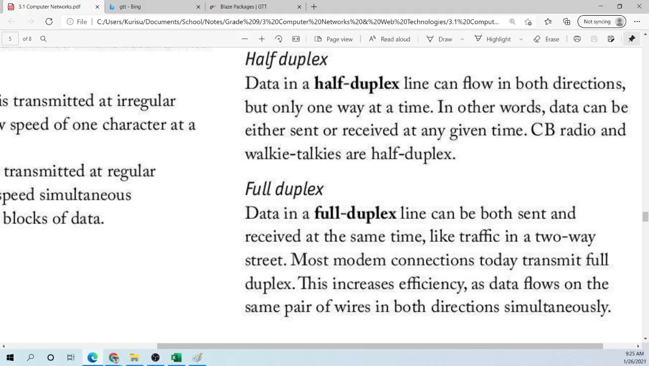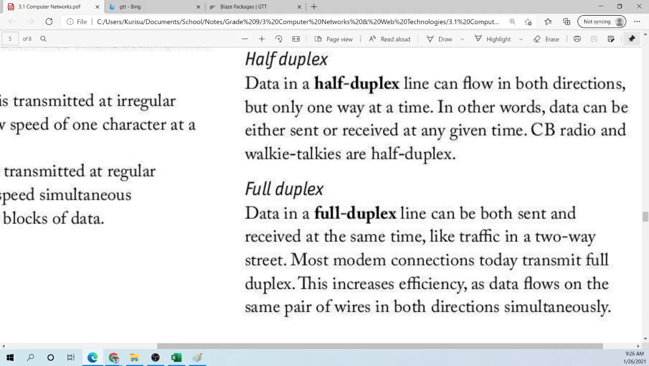Half duplex. The line can flow in both directions, but only one way at a time. In other words, data can be either sent or received at any given time. TV radios and walkie-talkies have half duplex. The other one too.